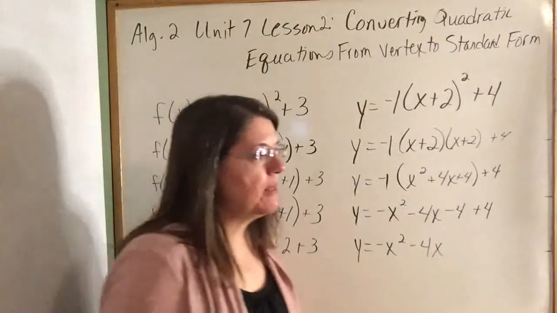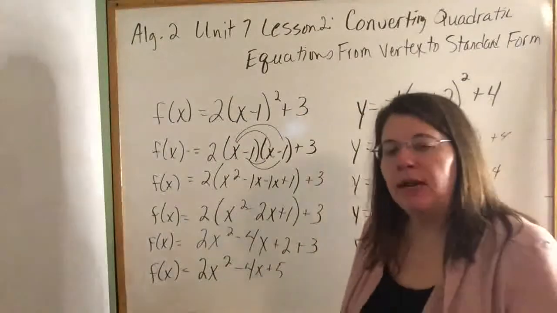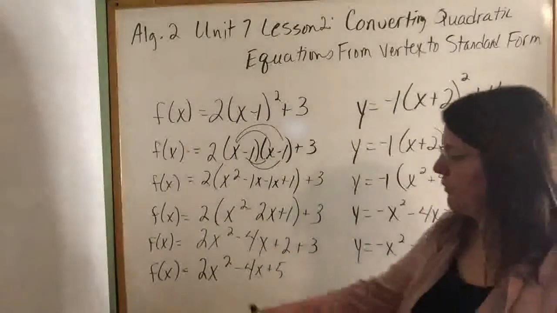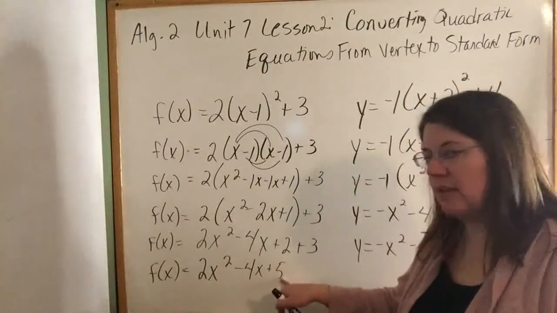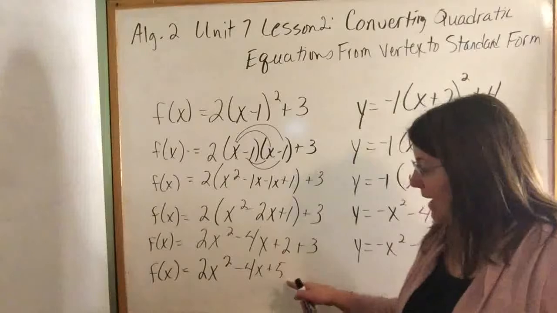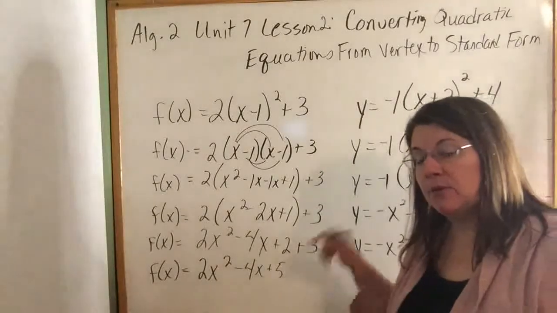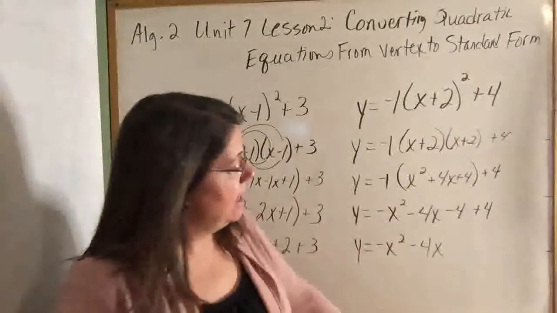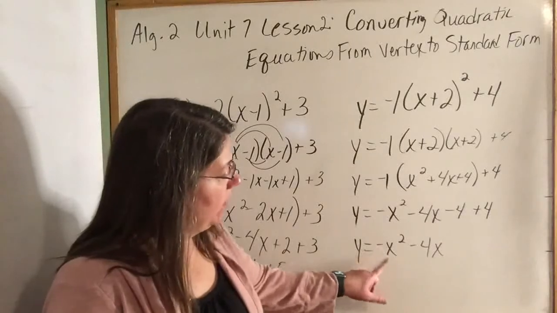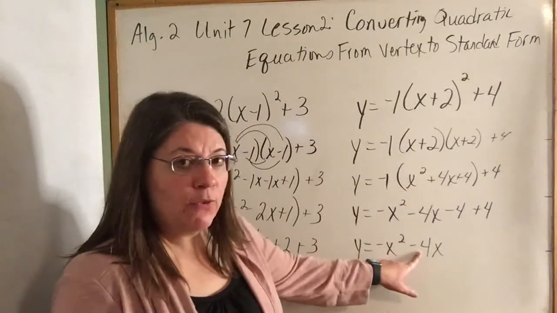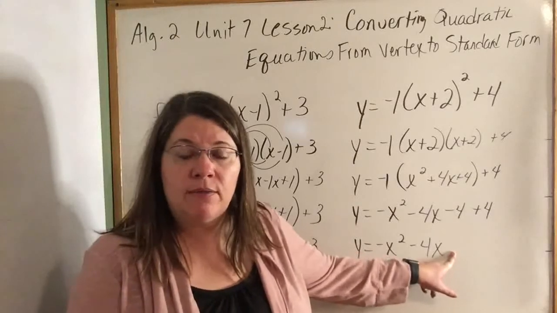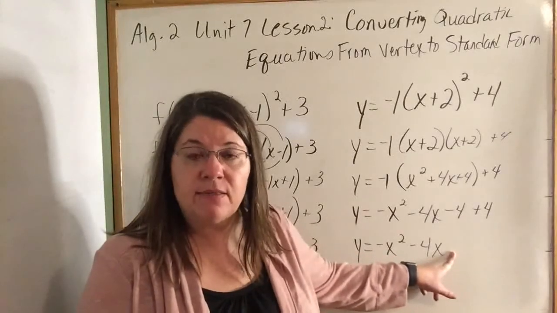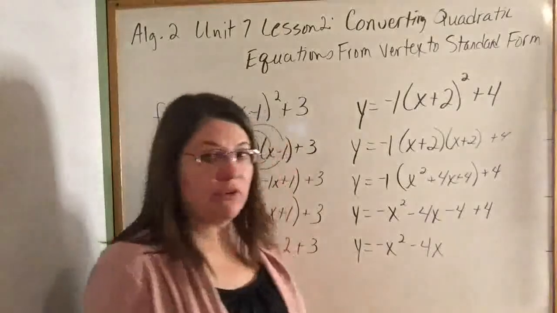Now, if we're thinking about the different variables in the standard form, for this one, the a is 2, b is negative 4, c is 5, the constant. 5 will also be your y-intercept, and we'll talk more about that later. Here, a is negative 1, b is negative 4, and the constant in this one is 0. So the y-intercept is the origin. It's going to go through 0, 0.